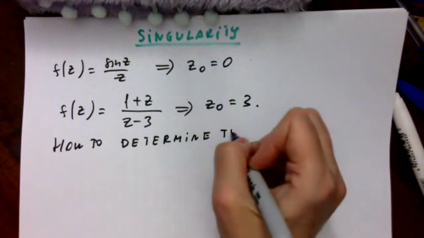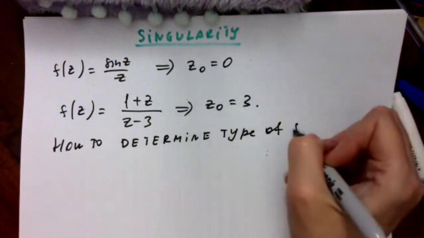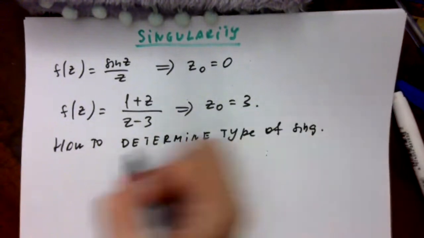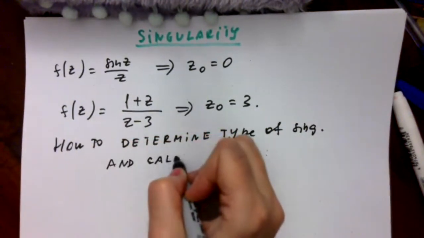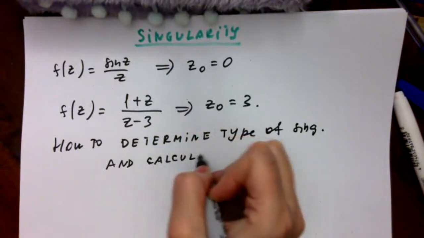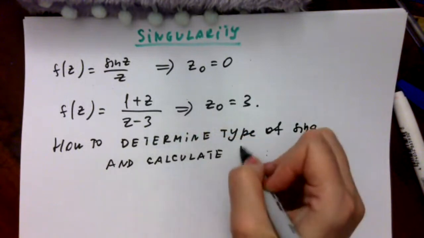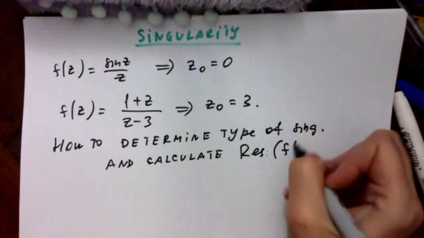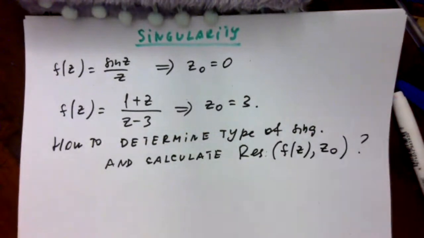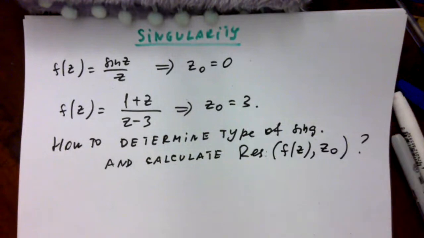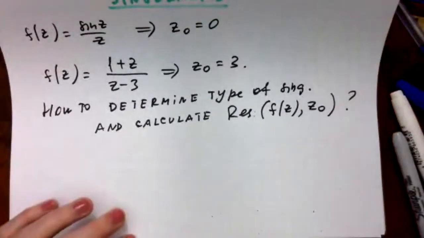How to determine the type of singularity point, or just singularity, and how to calculate the residue of your function. Look at this notation, at the point 0. So how can we do it? It turns out that there are two methods. I'm afraid of running out of space on this page, but maybe I'll manage to squeeze it in.